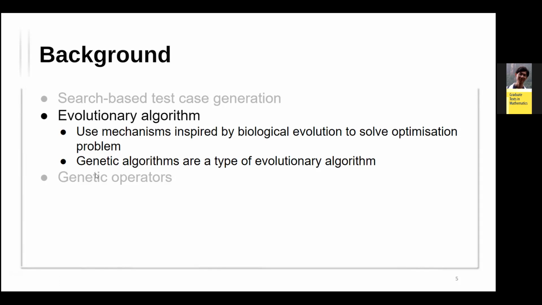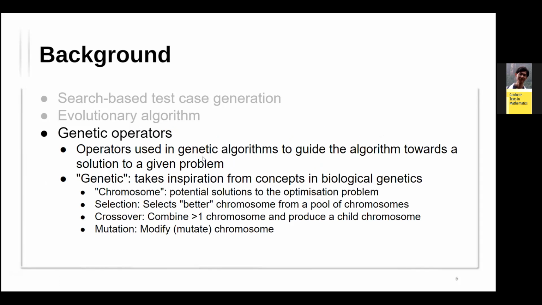And then we come to genetic algorithms, which are a type of evolutionary algorithm that use genetic operators. So what are these operators? They are just ways to guide the algorithm towards a solution. It takes in a certain number of test cases. In some cases, the operator takes in only one test case, in some cases multiple test cases, and it combines them in certain ways to do things.